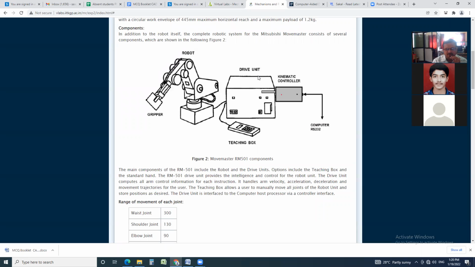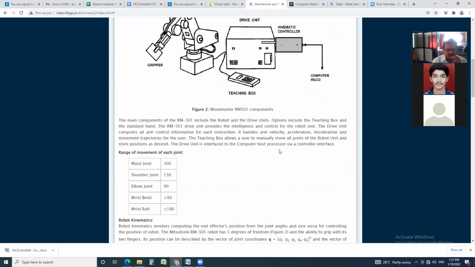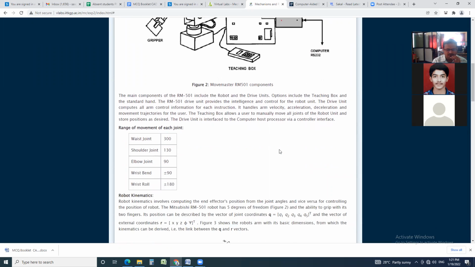Already you know that mostly robots are electrically driven. There are three types of drive units: hydraulic, pneumatic, and electrically driven. Therefore, this robot is electrically driven robot. This is the kinematic controller, and the same motion is given to the computer. The main components of the RM501 include the robot and the drive units. Options include the teaching box and the standard hand.